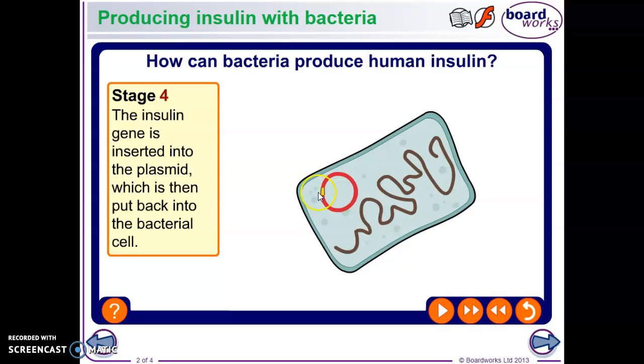bacterial cell. This bacterial cell is now called a transgenic organism because it contains not only its own DNA in red, but the DNA of another organism, a human, in yellow. It is transgenic, other genes. We can also call this type of organism a genetically modified organism or a GMO. Write that in for stage 4.